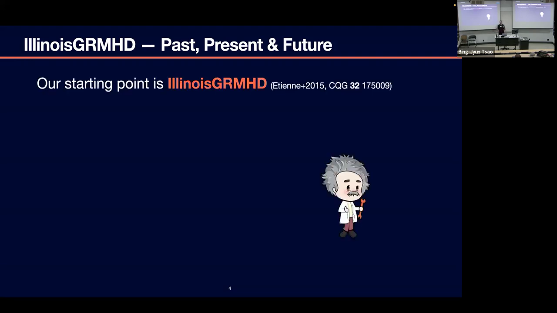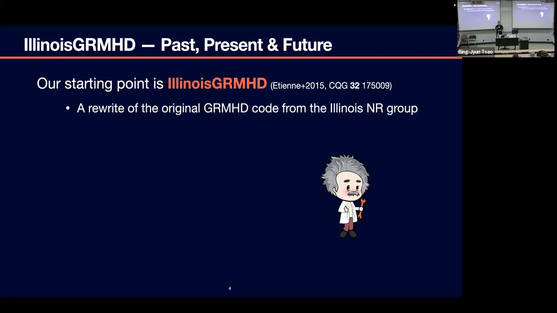And so our starting point for all of this has been Illinois GRMHD. You might already know what Illinois GRMHD is, but if you don't, Illinois GRMHD is a GRMHD code inside the Einstein Toolkit. It's a rewrite of the original GRMHD code by the folks at Illinois. It was rewritten by Zach here in the room.